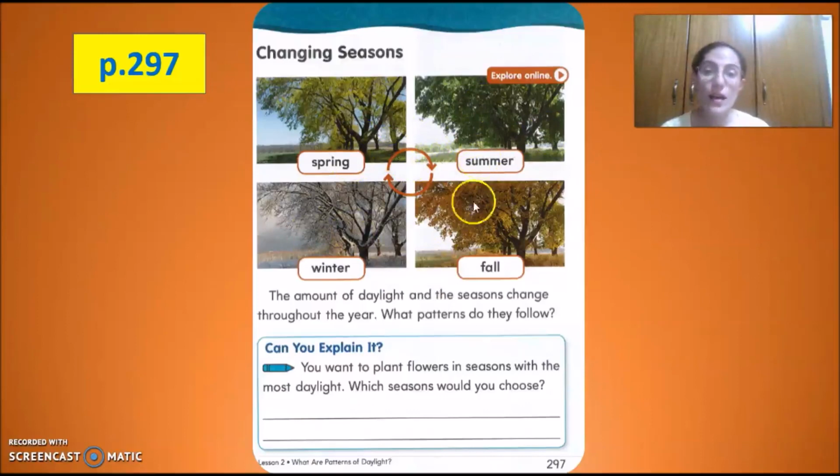Now, why do we have 4 seasons, and why do the spring and the summer seasons have more daylight than the fall and the winter? We're going to discover it in a minute. Are you guys ready? Let's move on.